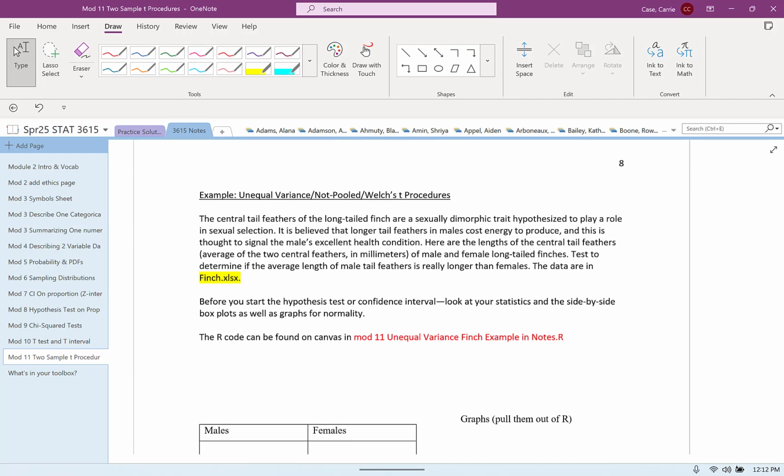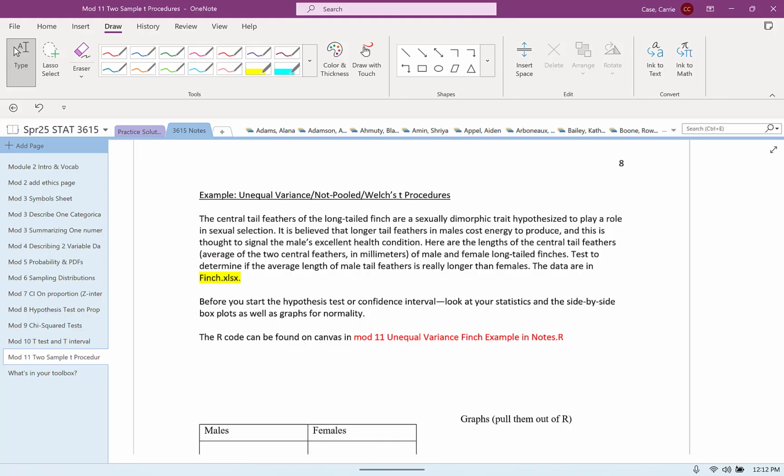The central tail feathers of the long-tailed finch are a sexually dimorphic trait hypothesized to play a role in sexual selection. It's believed that longer tail feathers in males cost energy to produce, and this is thought to signal the male's excellent health condition. Here are the lengths of the tail feathers, the average of the two central tail feathers in millimeters, of male and female long-tailed finches. Test to determine if the average length of male tail feathers is really longer than females. The data are in the Finch Excel file.